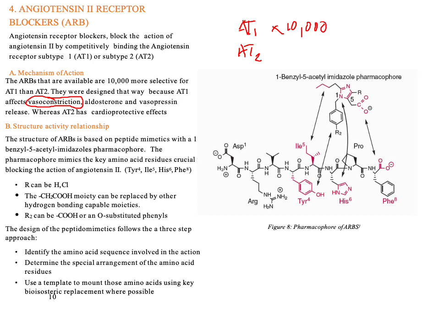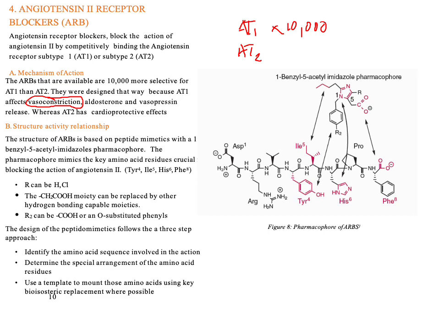They are peptidomimetics, and the pharmacophore that's used for the design of those drugs is a 1-benzyl 5-acetyl imidazole pharmacophore. Okay, 1-benzyl 5-acetyl imidazole pharmacophore. This is the imidazole group here. The benzyl is at this position, and then the acetyl is at this position here.